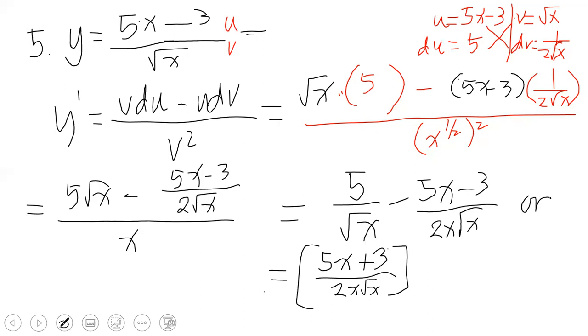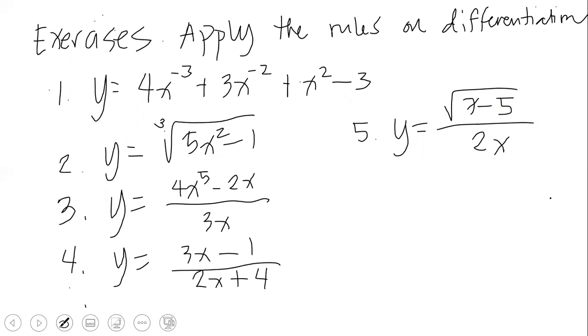Let's have exercises. So I gave an exercises na 5 items so that you can master the process of differentiation. Let's have number 1, which is y equal to 4x raised to the negative 3 plus 3x negative 2 plus x squared minus 3. Now, number 2, y equal to cube root of 5x squared minus 1. Let's have number 3, y equal to 4x to the 5th minus 2x over 3x. Number 4, y equal to 3x minus 1 over 2x plus 4. And last number, you also have square root of x minus 5 all over 2x.